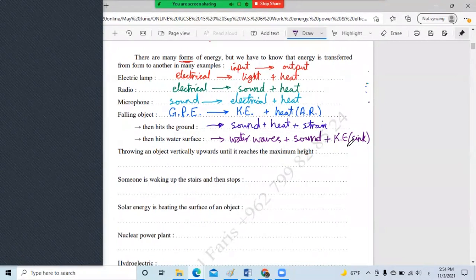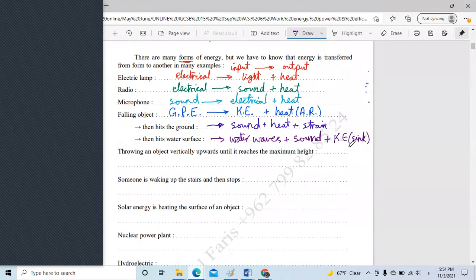In springs, we have strain energy. Strain energy is the energy stored inside the spring or inside any object that changes its shape, so it can return back to its original shape. That's the meaning of strain energy, or elastic potential energy.